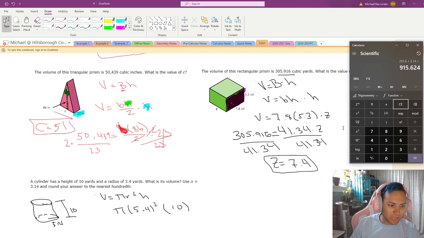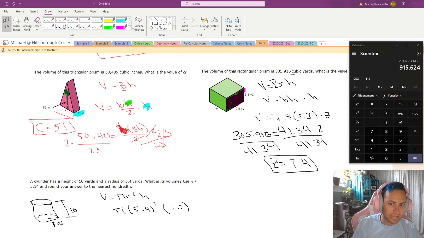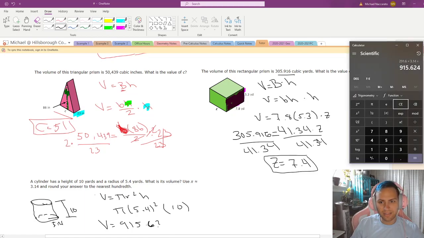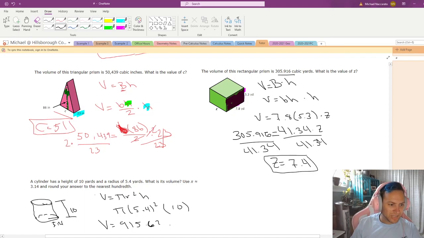It does say round to the hundredths, so we know that when I go to round this, I can drop the 4 at the end, because it's going to round down. The 62 is going to round down and stay 62. So I'm going to stop right there. My units are yards, so I'll put yards cubed. And that would be the solution we are going for.